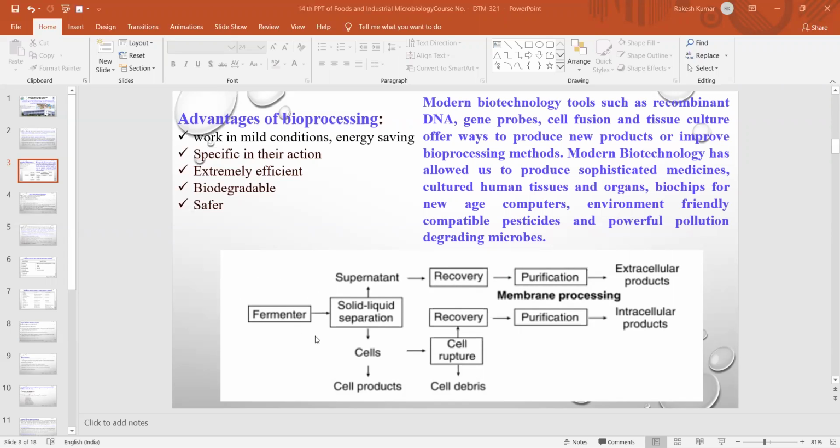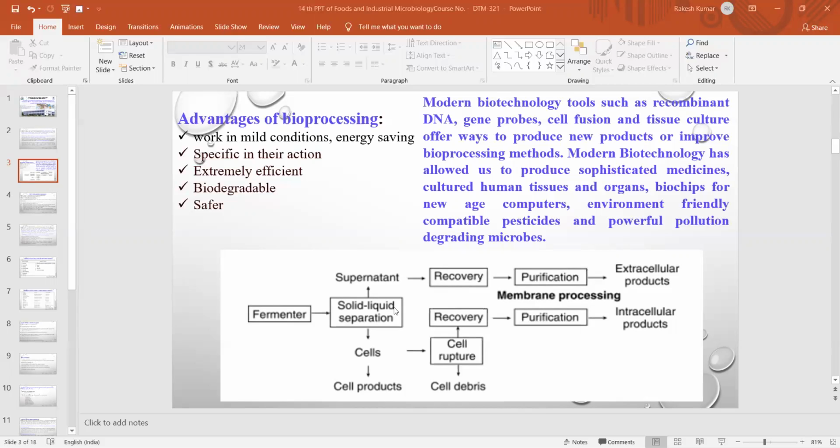What is happening in that? In the fermenter, you are taking some kind of substrate, and thereafter a certain period or certain incubation period, after inoculation of a particular type of microorganism, the whole fermentation process will take place. Thereafter, you have to harvest your cell, or after purification, you can get a purified cell product.